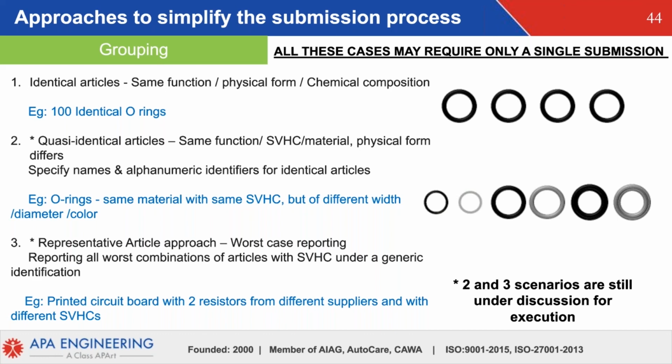The third case is using the representative article approach, which means reporting of the worst case. Here, all the worst combinations of articles with SVHC will be reported under a generic identification. A suitable example where this approach can be applied is a printed circuit board with two resistors bought from different suppliers and containing different SVHCs. Even though we have mentioned here 3 cases of grouping, the second and third cases are still under discussion with ECHA on how they can be executed properly without affecting the objectives of the SCIP database. Next slide.